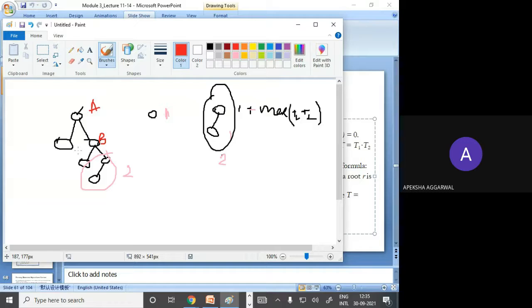1 comma, right? So the height of B would be 1 plus max of the height of the left subtree, which is 1, and the height of the right subtree, which is 2. So what would be the height? 1 plus max of 1 comma 2. What is max of 1 comma 2? 2. So the total would be 1 plus 2, that is 3. So the height of B is 3. Clear? So online students, is this clear to everyone?